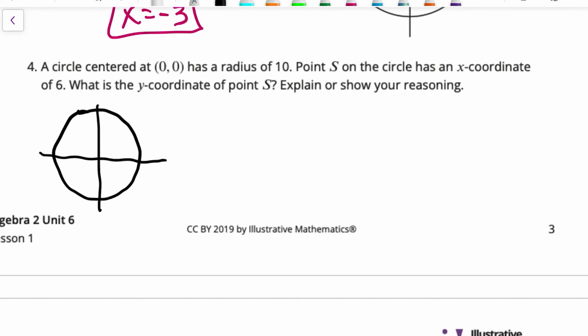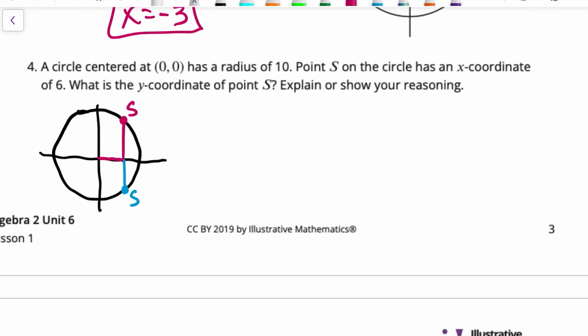Okay, so x coordinate of 6, which means I am coming over to 6, and then I could go up or down, right? I could go up, and there's point S, or I could go down, and there's point S, because it doesn't say that the y coordinate is positive or negative, right? So it could be either one. So we're going to figure this out.